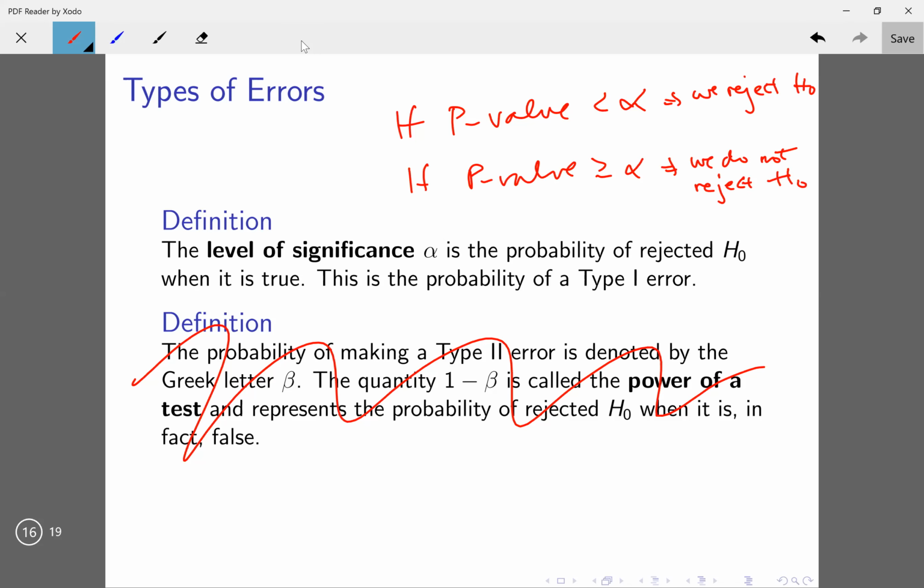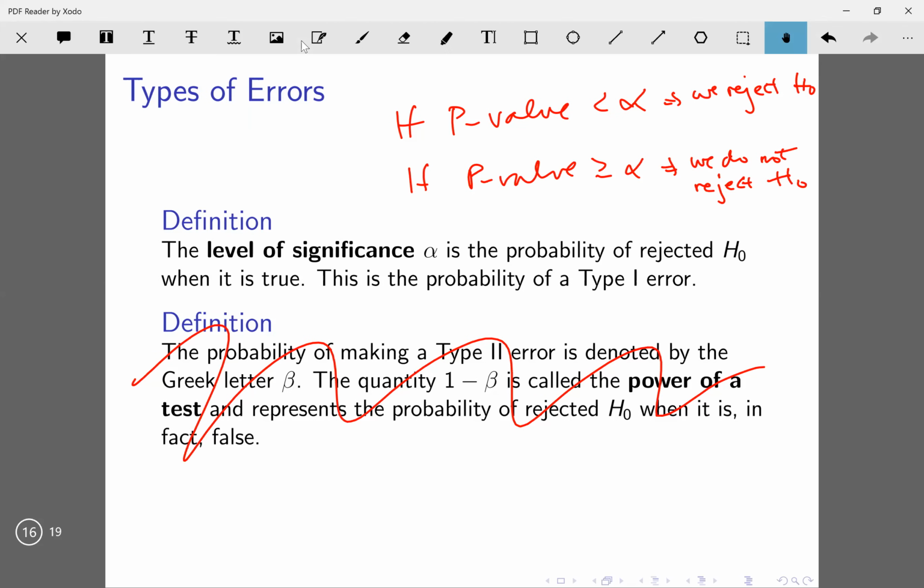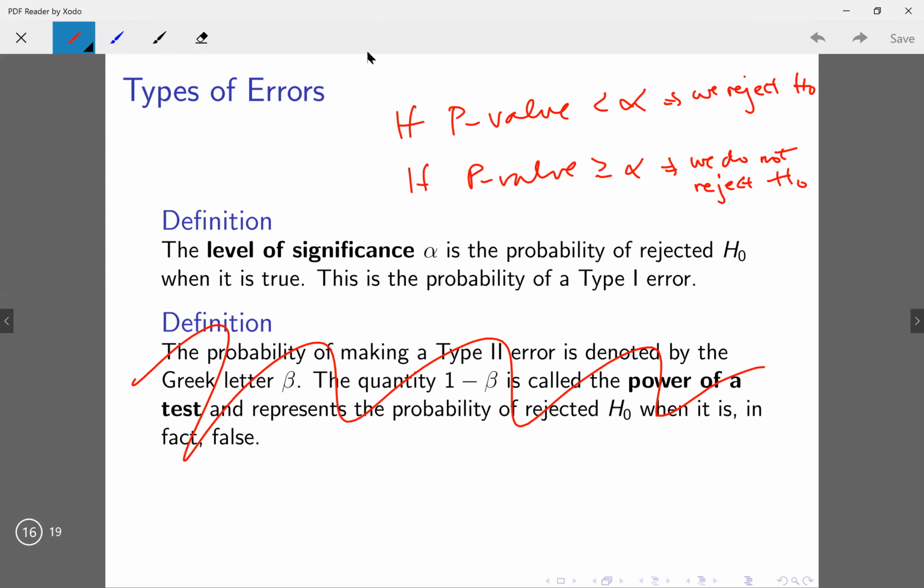All right. So that's going to be summarized in just a second. But that's what we call the significance level of the test. The most common significance levels are 0.01, 0.05, and 0.1.